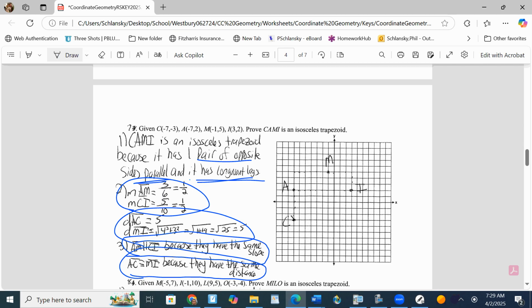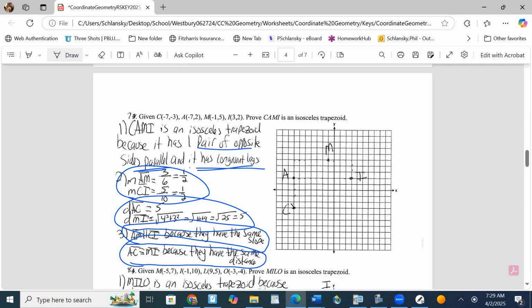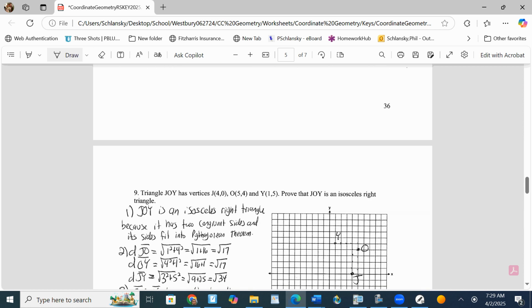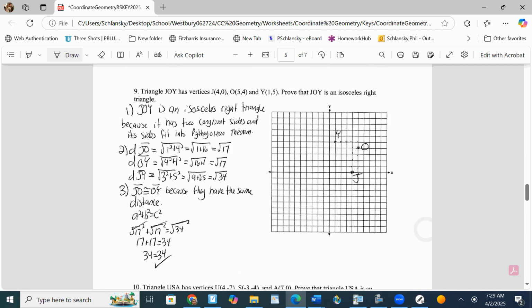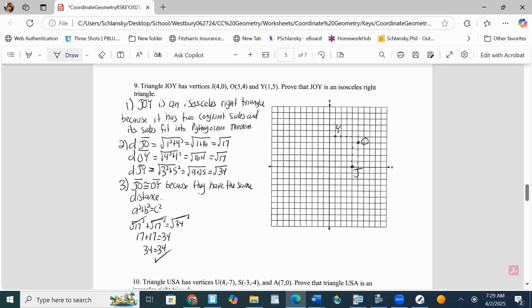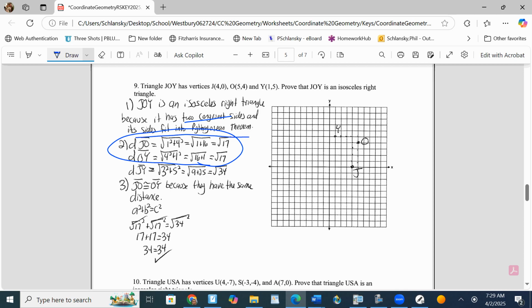I'm telling you exactly what you're going to have to do. You're going to have to prove an isosceles trapezoid. You're going to have to prove an isosceles right triangle. Joy is an isosceles right triangle because it has two congruent sides. So I found that it had two congruent sides using distance, and its sides fit the Pythagorean theorem. So after I found all three sides, I show that it fits into the Pythagorean theorem.